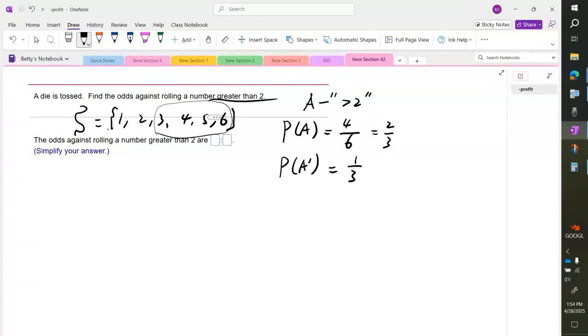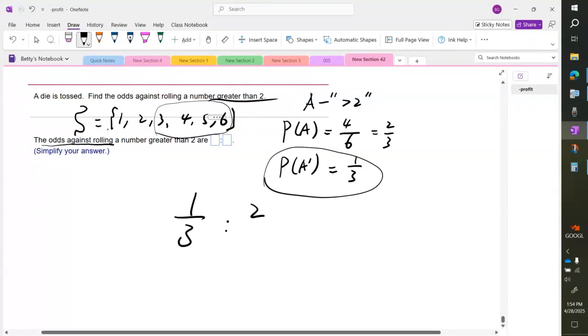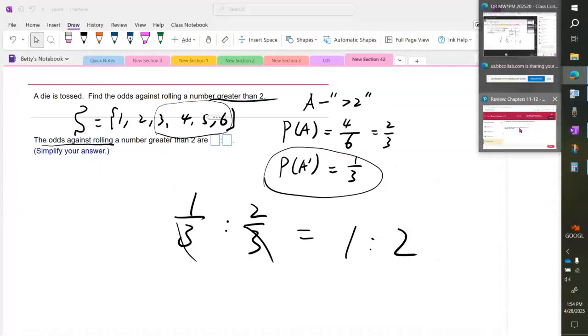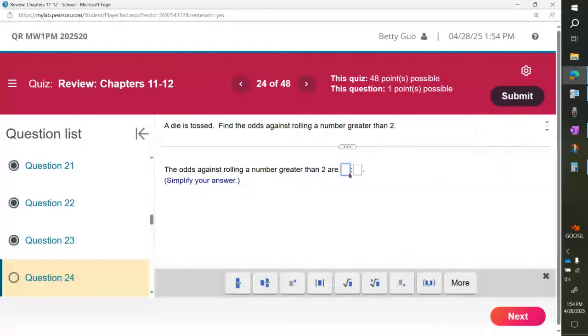And very important, read the question thoroughly and carefully. The odds against, this time against, so the probability of A prime first, okay? A prime first, 1 over 3, to 2 over 3. Since they have the same denominator, the ratio is 1 to 2. Not 2 to 1, it's 1 to 2. Be careful, this one is against. 1 to 2. Against.